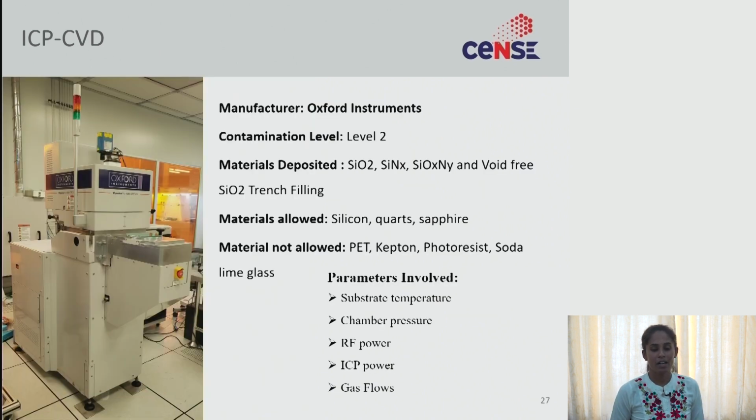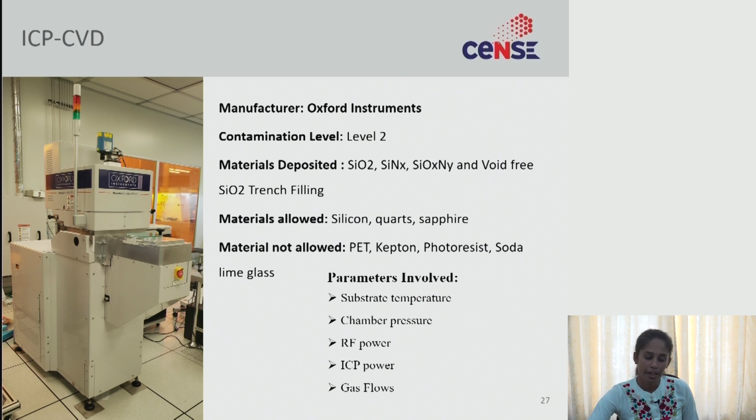Along with PECVD we have ICP-CVD. ICP-CVD is an inductively coupled plasma chemical vapor deposition tool. Here the materials that can be deposited are SiO2, silicon nitride, oxynitride, and we can also do void-free SiO2 trench filling. Okay, so these are some of the materials allowed into the tool and some materials not allowed into the tool. The parameters that can be tweaked for optimization of the process are the substrate temperature, chamber pressure, RF power, ICP power and gas flows.